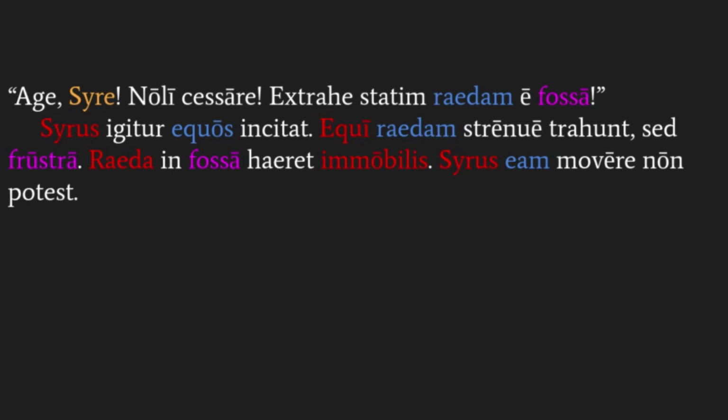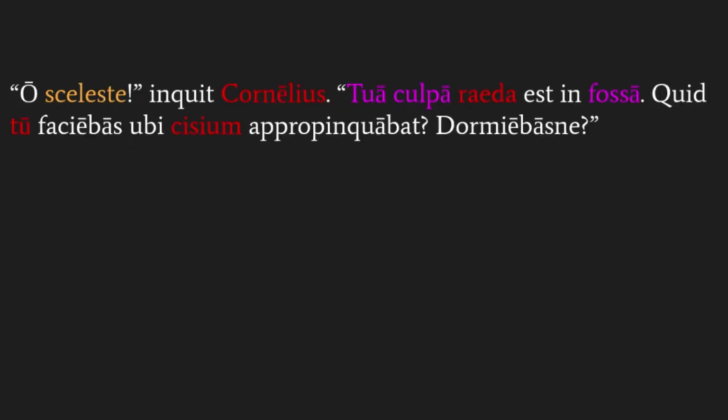Then we have Cyrus eam movere non potest. Cyrus is not able, non potest, to move, movere, eam, it. The feminine, it's referring to the raeda. He's not able to move it. Then we have O sceleste inquit Cornelius, right? So Cornelius says, Cornelius inquit. O sceleste. Sceleste here is vocative. You can tell by the E ending. It's the adjective scelestus, which means wicked, but it's the vocative form. So he's calling Cyrus wicked. You could translate this as wicked one, right? Wicked man, however you want to say it. So he says, O wicked man, or O wicked one, Cornelius says.